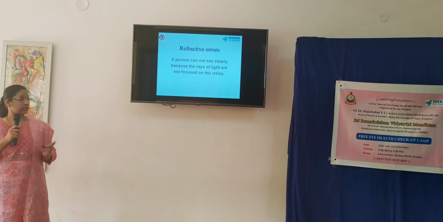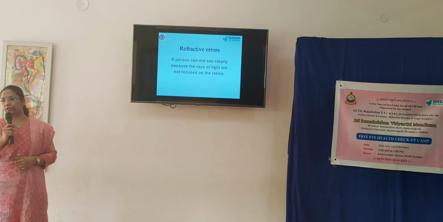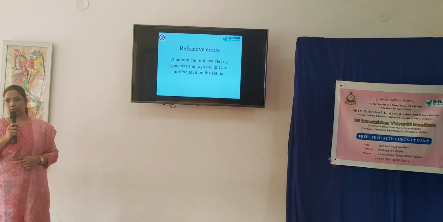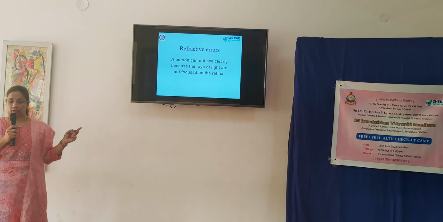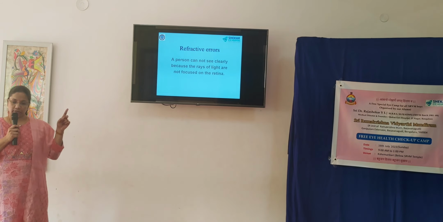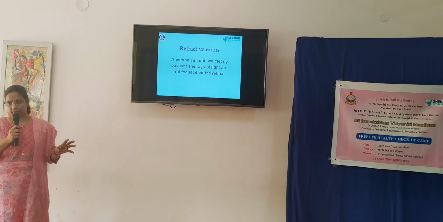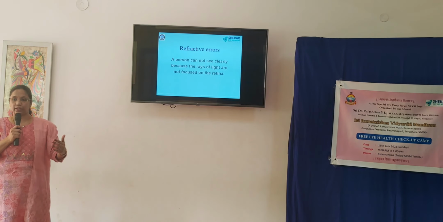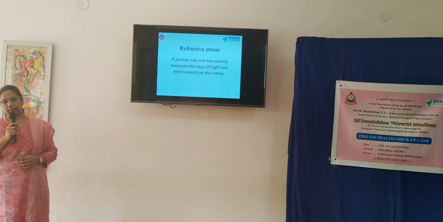The last one is the third one, very interesting topic, refractive errors. So, a person cannot see clearly because of the rays of light not focused on retina. The first image which I showed, the image of the person, was focusing on the retina. So that is normal, that is emmetropia. When it is not focused, like in the front or in the back of the retina, that's where we'll develop refractive errors.